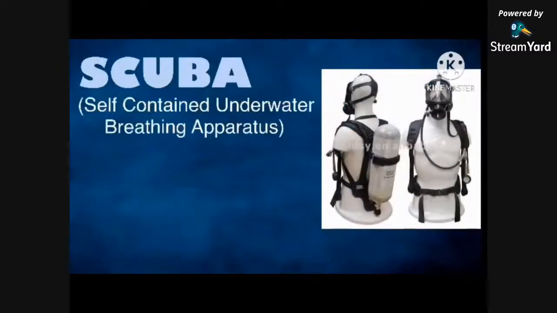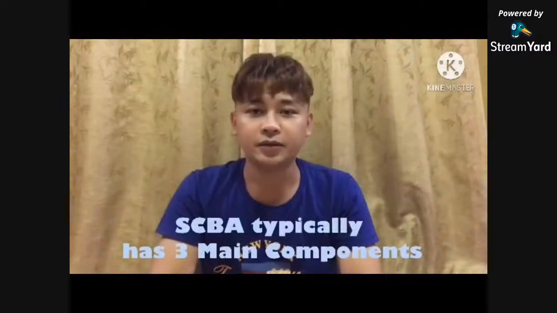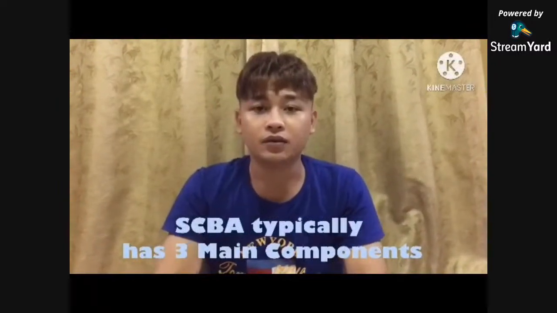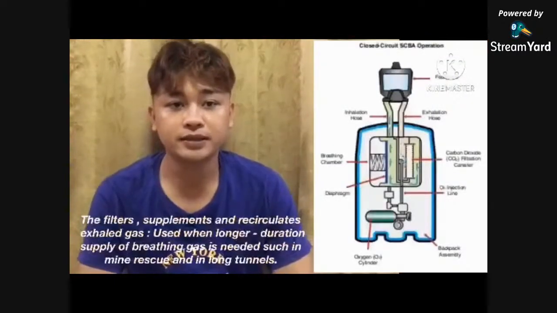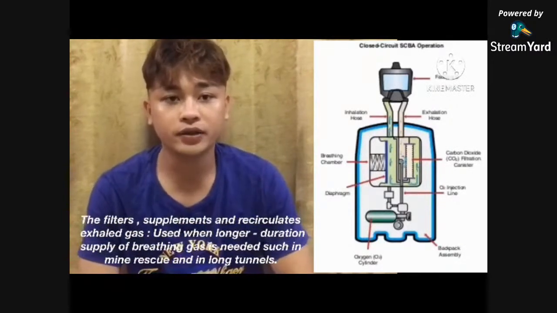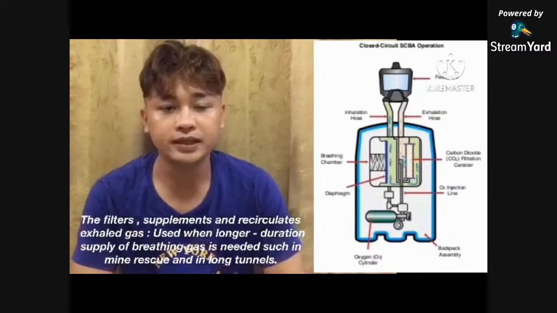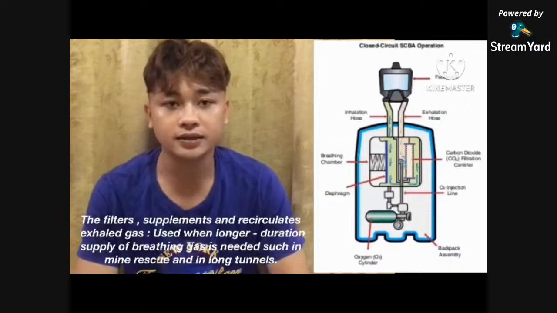SCUBA, Self-Contained Underwater Breathing Apparatus, is designed for underwater use. SCBA typically has three main components: 1. A high pressure tank. 2. A pressure regulator. 3. An inhalation connection. Two kinds of SCBA: closed circuit, where the filter supplements and recirculates exhaled gas, used when a longer duration supply of breathing gas is needed, such as in mine rescue and in long tunnels.